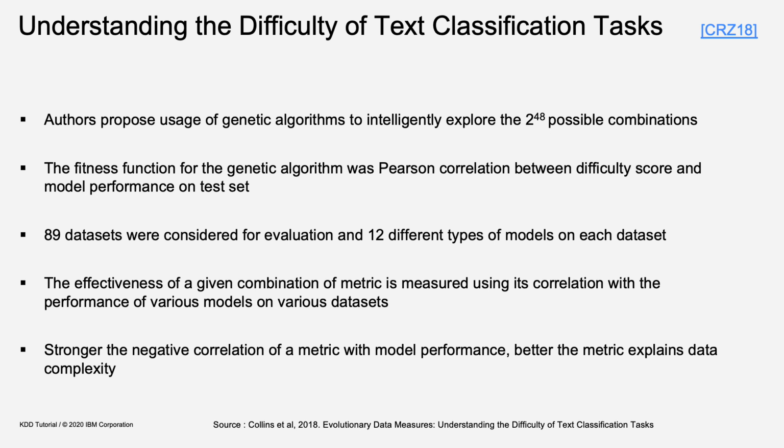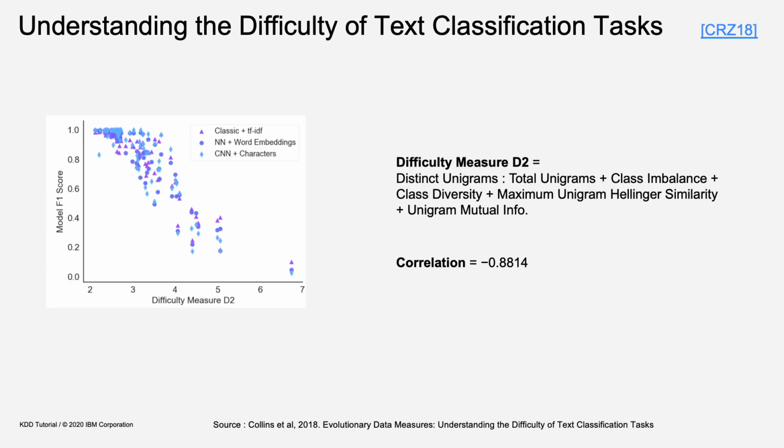Stronger the negative correlation of the metric and the model accuracy, better is the metric. To identify the best metric, authors use a database consisting of 89 datasets and also consider 12 different models for each dataset. Based on the experiments, the authors showcase the best metric they identified to describe the data complexity. On the right, you can see the metric which has a strong negative correlation of minus 0.88 with the model accuracy. For a qualitative analysis, we can look at the provided plot.